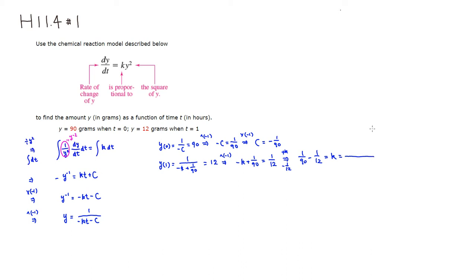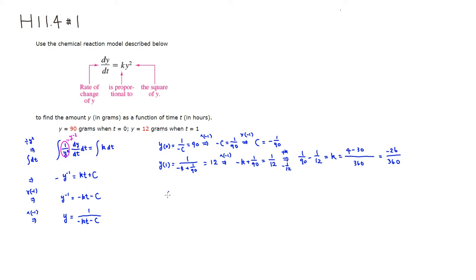So we have a 90 and 12. What's the common denominator? 360 maybe? So 4 over 360 would be 1 over 90, minus, so we have to get to 360, so we have to multiply by 30. So you have a 30 here. So this is equal to negative 26 over 360. It's kind of a big number, but I'm going to leave it as it is.